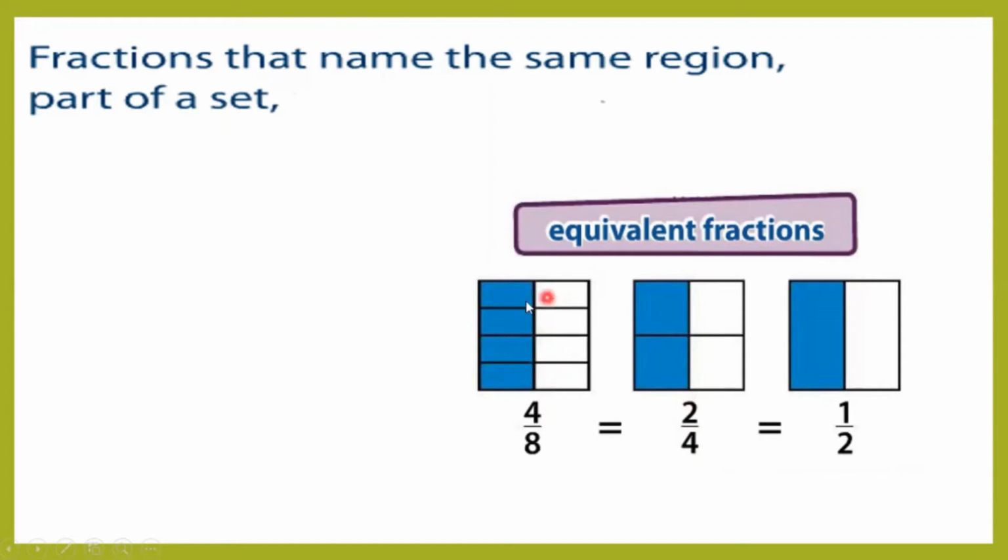And here we cut the rectangle into eighths. We have 8 parts, 4 here and 4 here. How many colored parts? 4. 4 out of the total number, 4 out of 8. But teacher, all 3 of them are equal. All 3 of them represent half of the shape. Yes, and this is called equivalent fractions. The fractions that name the same region or the same part of a set. The fractions are equal but have different numerators and denominators.